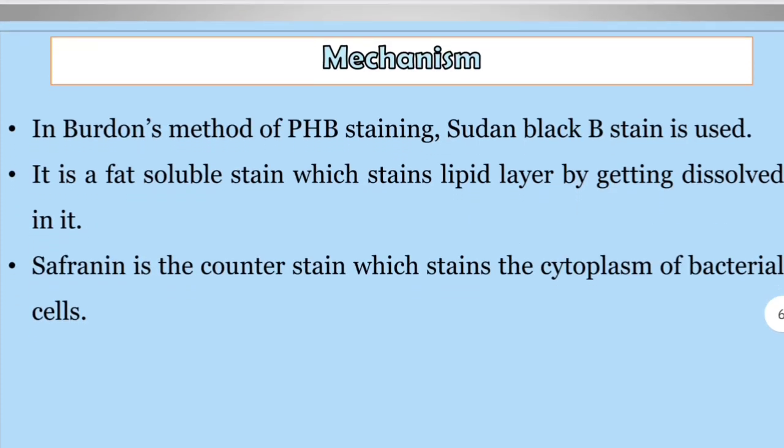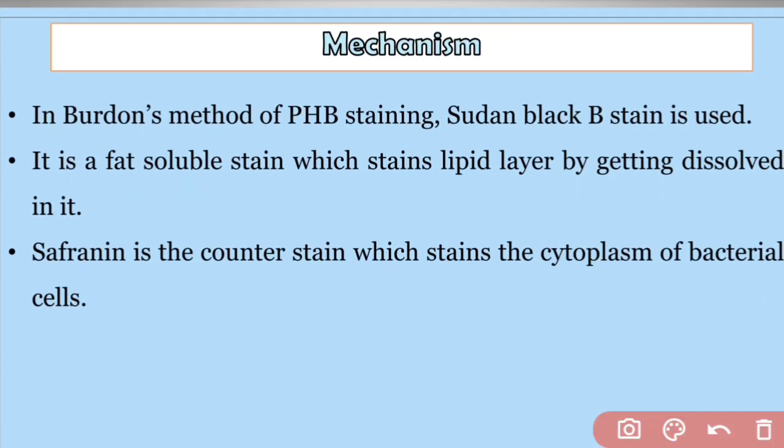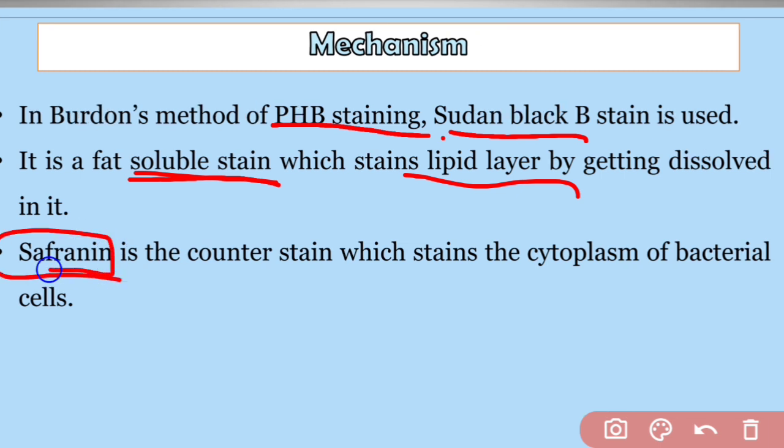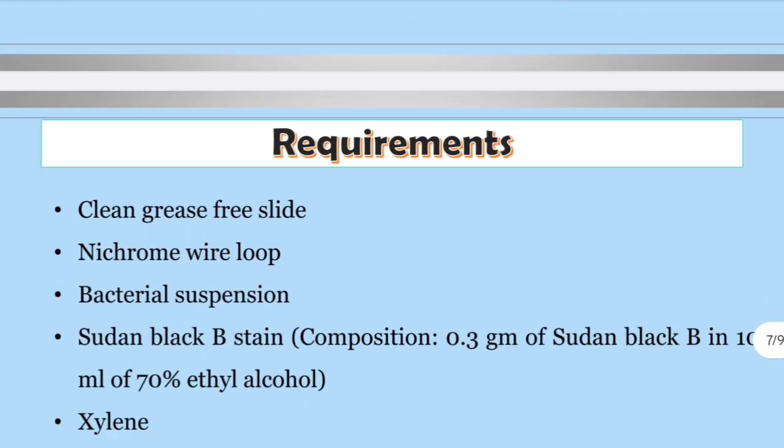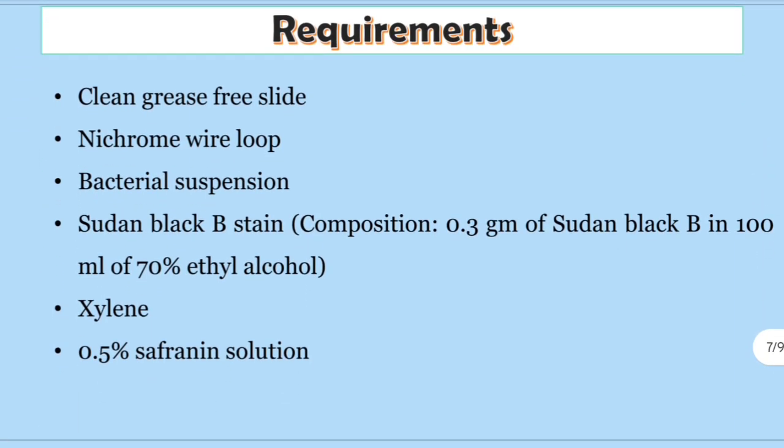Now let us see the mechanism of Burdon's method. In Burdon's method of PHB staining, Sudan black B is used. Sudan black B is a stain which is fat soluble. As a result, it will stain the lipid granules, the PHB granules. And when we decolorize that smear with xylene, then the bacterial cell will appear colorless. So to stain that bacterial cell, safranin is used as a counter stain. That safranin will stain the cytoplasm of the bacterial cell. As a result, the cell will appear red in color and these PHB granules will appear as dark blue or black colored.